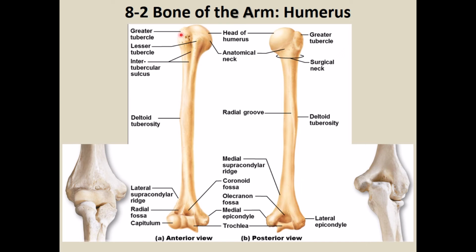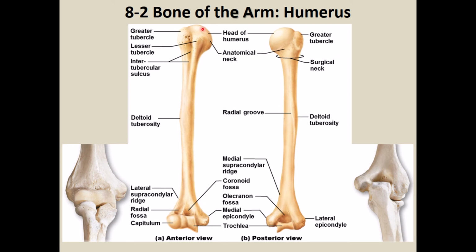You have two bony prominences here in the anterior view. You can see this is the greater tubercle, this is the lesser tubercle. In between there is a sulcus there, and the sulcus is a groove, and this is called intertubercular sulcus because this is in between these two tubercles.